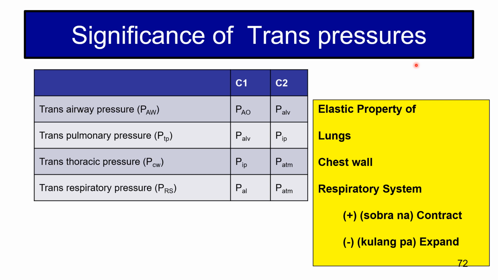So let us now go back again to the significance of the trans pressure. The transpulmonary pressure will reflect the elastic property of the lungs. The trans chest wall pressure will reflect the elastic property of the chest wall, and the trans-respiratory system pressure will reflect the elastic property of the respiratory system. I mentioned if the trans pressure is positive, the elastic property of that organ is to contract, while if the trans pressure is negative, the elastic property of that organ is to expand.